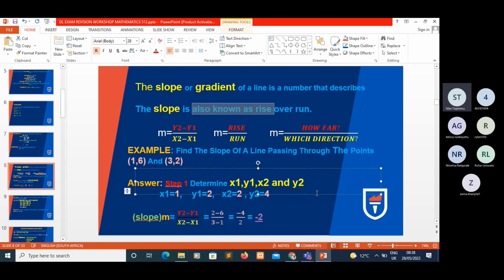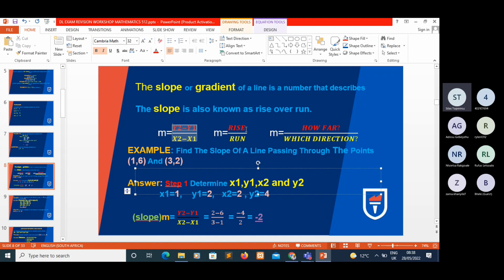All right, so if you are given two points and asked to calculate a slope, you should know how to calculate a slope from the given two points. The formula is simply, the slope we normally represent with the symbol m. m is simply y2 minus y1 divided by x2 minus x1. That's how you calculate a slope. Sometimes you call it rise over run, or how far you go divided by which direction.